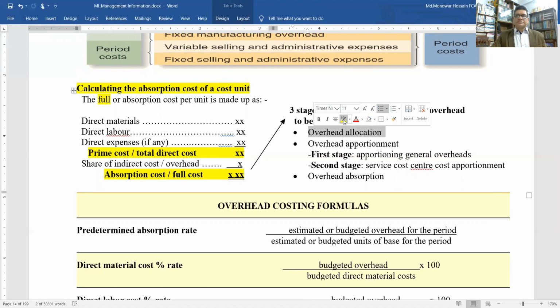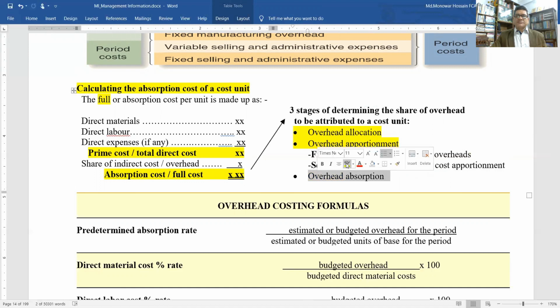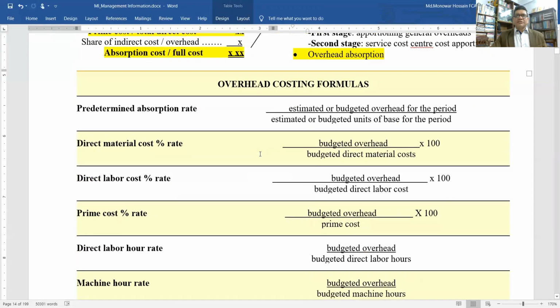Overhead allocation, overhead apportionment, overhead absorption. Within the absorption, first stage, absorbing general overhead, and service cost center cost apportionment in the second stage, and overhead absorption. So three stages: overhead allocation, overhead apportionment, and overhead absorption.